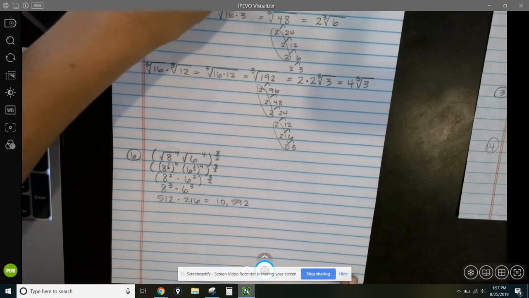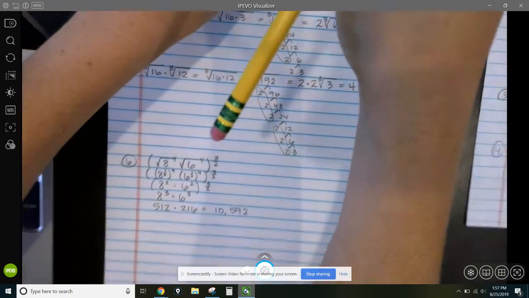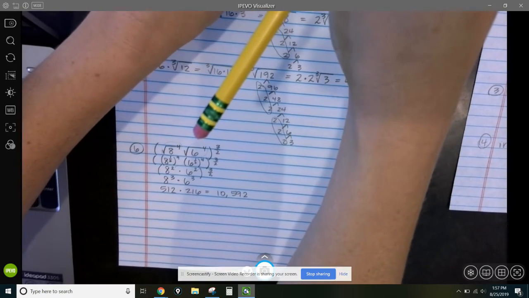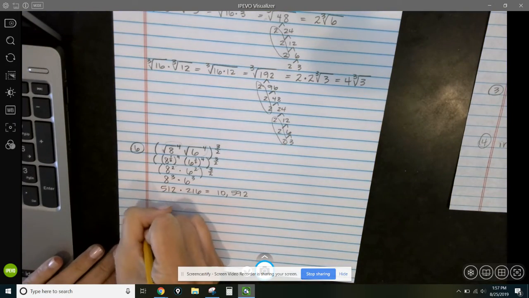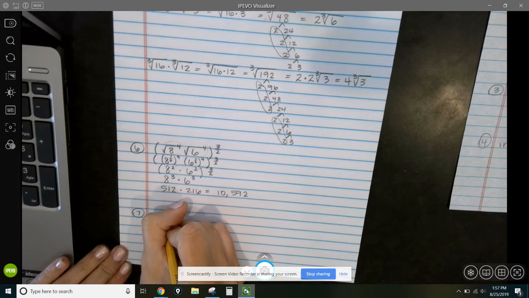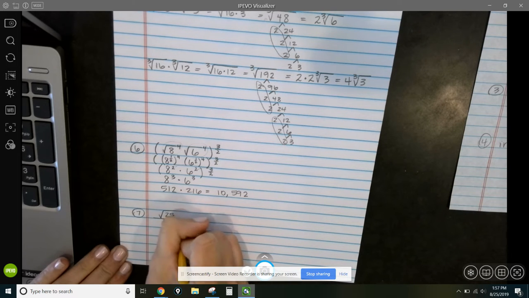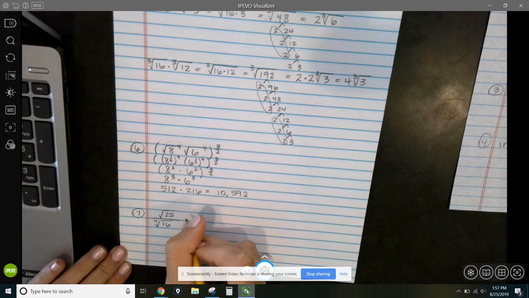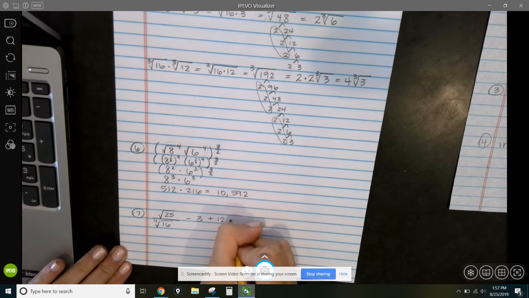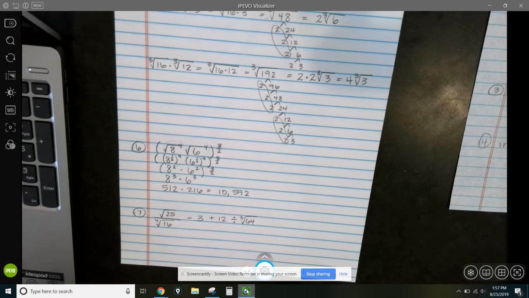All right, so I'm just going to keep going with some more examples of what you might see on your unit exam. So the next one we're going to do is square root of 25 over the fourth root of 16 minus 3 plus 12 divided by the cube root of 64. So a lot of stuff going on in that problem. So what you want to do is just make sure you take it step by step.